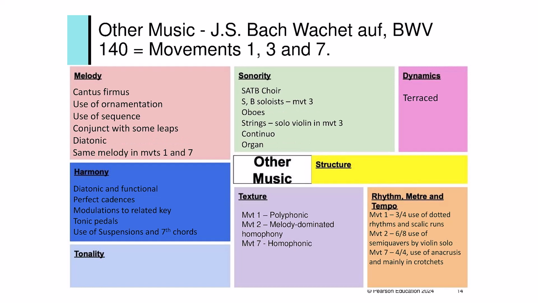An example of other music you could use would be a different cantata by J.S. Bach. In this case, Wachet auf, BWV 140, movements 1, 3 and 7. As you can see, there are a number of similarities between the pieces as well as differences, including the solo violin in movement 3 compared to the solo oboe in the set work. It can provide the basis of a discussion between students as well as teachers.